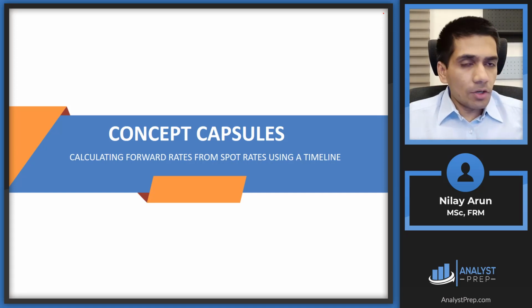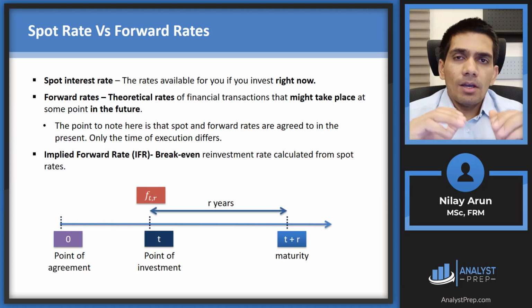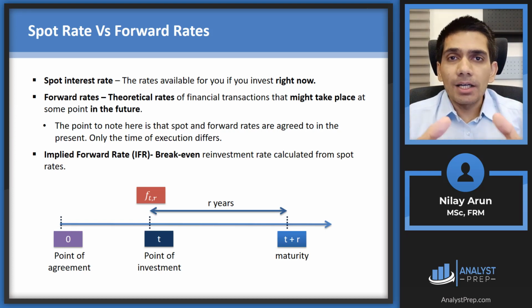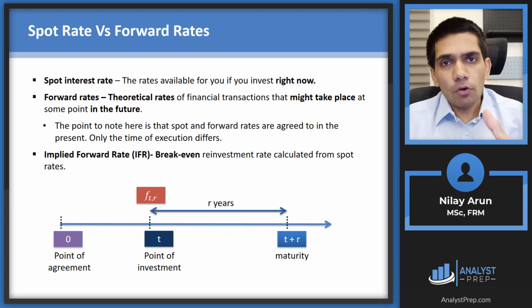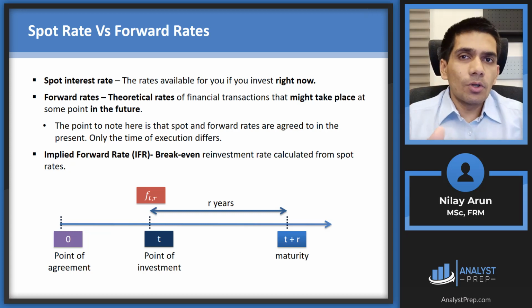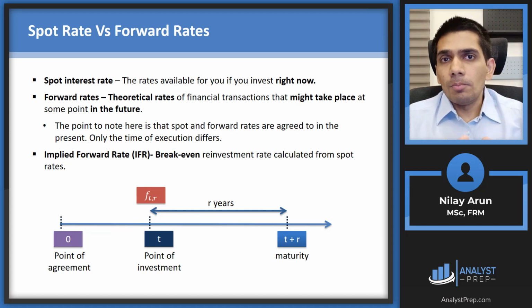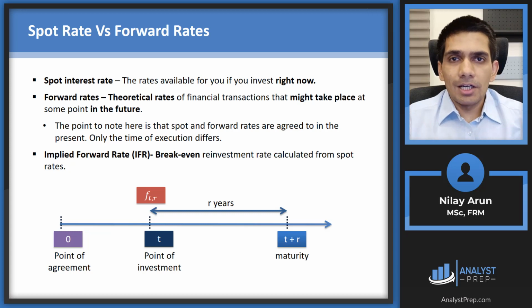Now just to do a quick recap, let's try to remember what the forward and the spot rates were. Spot rate is essentially any rate which is available to you in the market right now. So if I want to invest for 2 years, 3 years, 4 years, or 5 years, starting from today, that rate is what is called the spot rate. So that is an investable rate. I can go into the market, put my money into the market and actually be able to earn that rate.